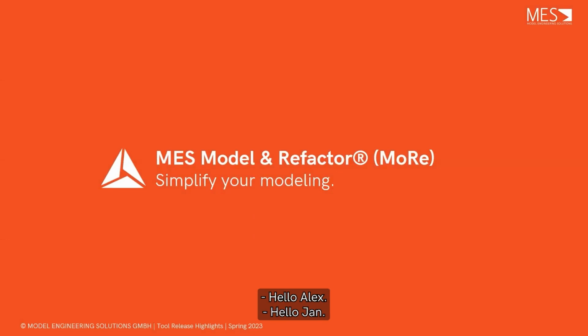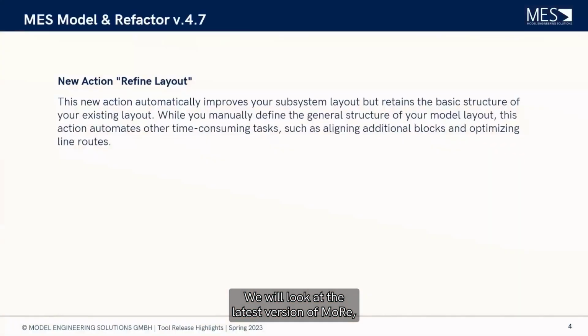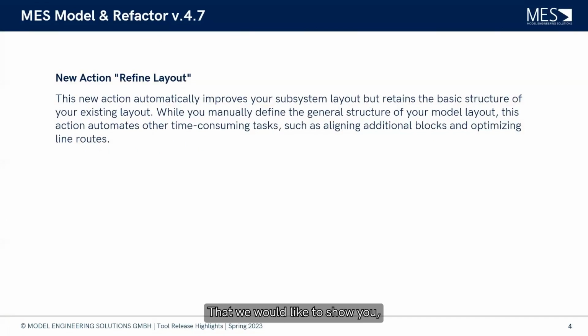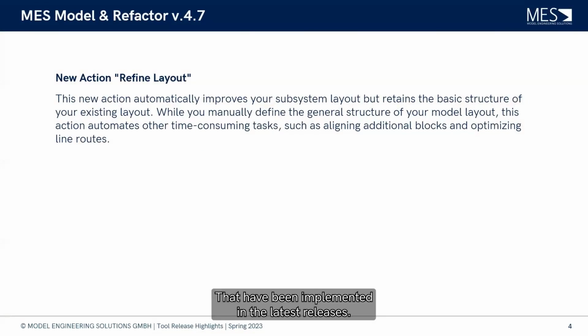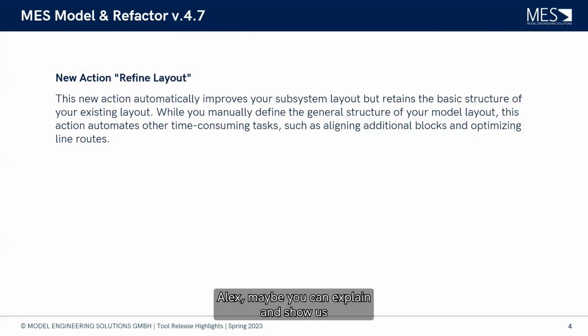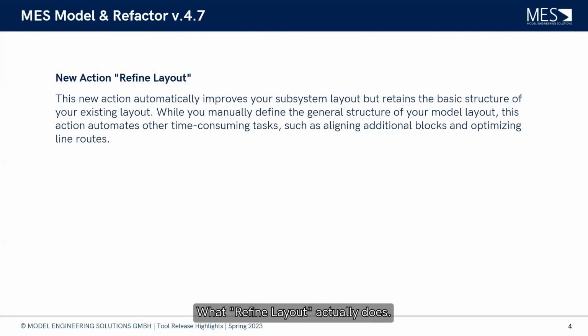We're going to look into the latest version of MES model and refactor, and that currently is 4.7. And there are some new features that we would like to show you that have been implemented in the latest releases. The first thing we'd like to show is a new action called Refine Layout that has to do with the automated layouting function of MoRe. But Alex, maybe you can explain and show us a little bit more what Refine Layout actually does.